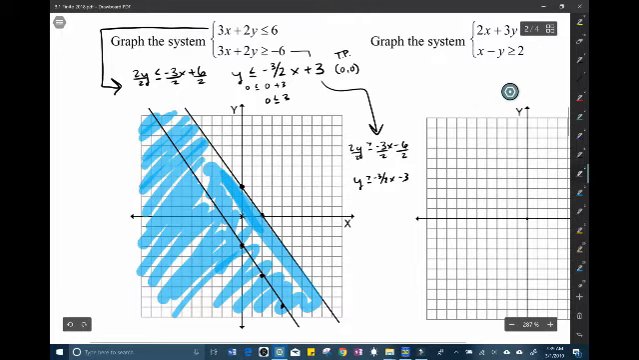And in our case here, we're going to pick the test point 0, 0. So let's try it out again. Is 0 greater than or equal to 0 minus 3? Is 0 greater than or equal to negative 3? Yes, it is. Here's 0, 0. So for this graph, we want to shade everywhere above it.